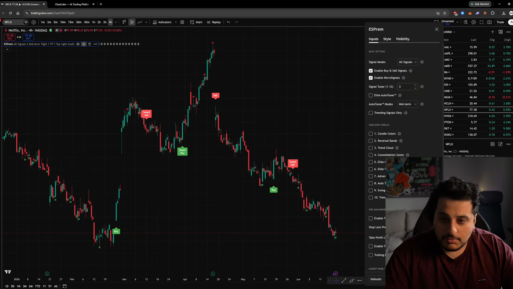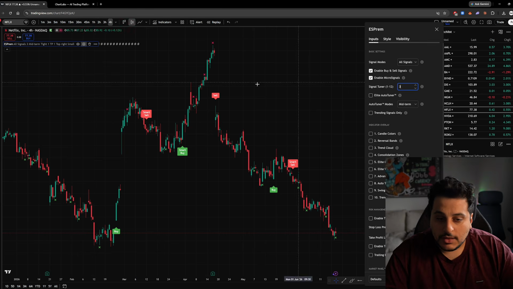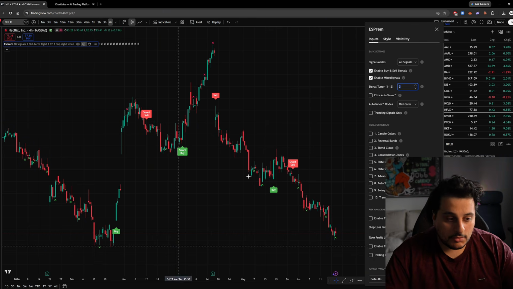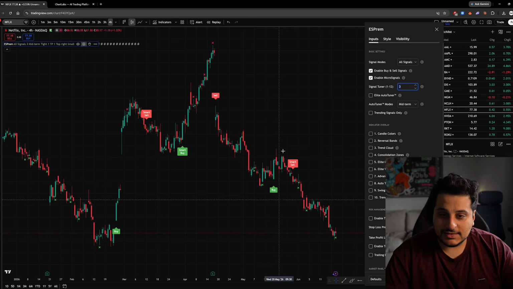So over here, I'm going to leave it on default settings on 3. If for some reason the signals do not look good on the chart that you're looking at, you can always customize this by bringing this up or down. So between the 1 and 12, the lower this number, the faster these signals come in your chart, and the bigger the number, the slower the signals come in your chart. You can also use the Elite Tuner mode, which basically will pick its own sensitivity for you.